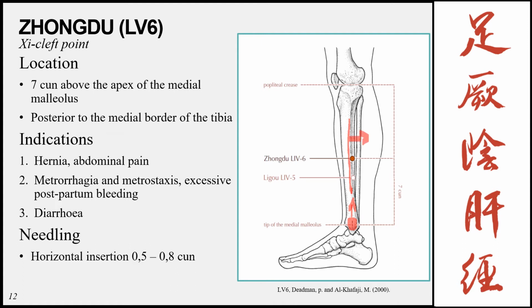The indications for this point: it can be used for hernia, abdominal pain, metrorrhagia and metrostaxis, and excessive postpartum bleeding. And thirdly, it can be used for diarrhea. Our insertion is horizontal, 0.5 to 0.8 tun. And as you can see on this image, both these points, liver 5 and liver 6, lie above the tibial bone. So this is why we cannot insert perpendicularly.